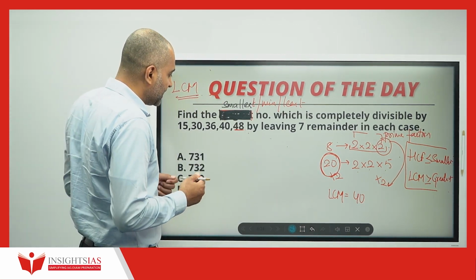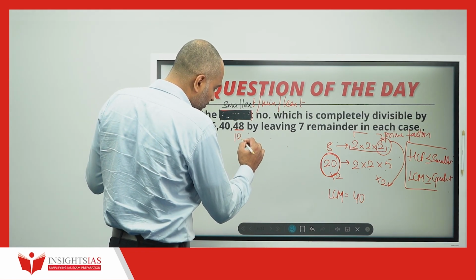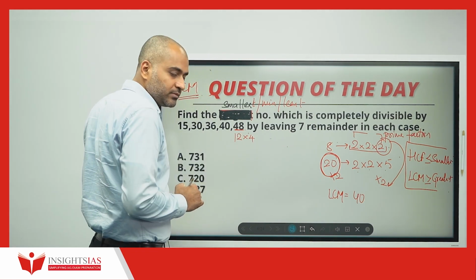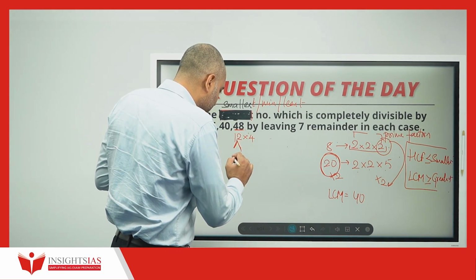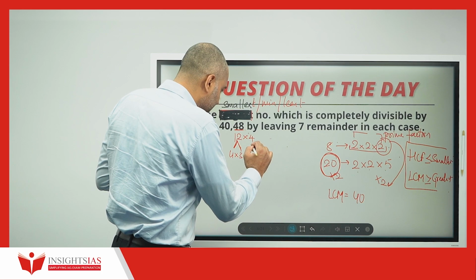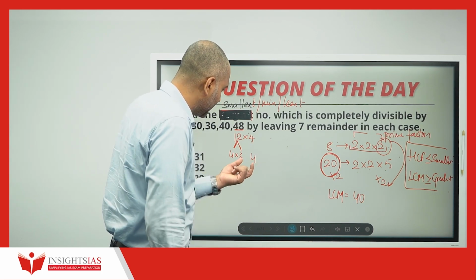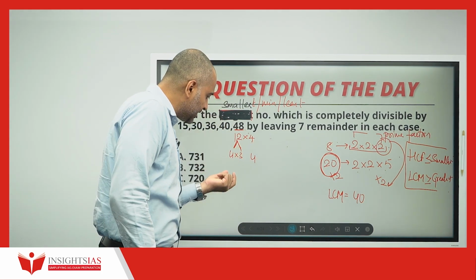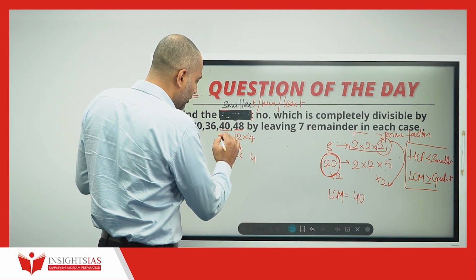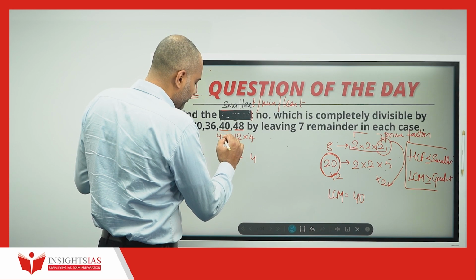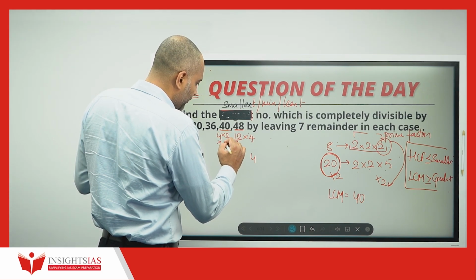48 can be split as 12 into 4, where 12 can also be split as 4 into 3. Let us keep this as 4. Inside this 4 we have two 2s, inside this 4 we have two 2s. Similarly, this 40 can be split into 4 into 2 into 5.